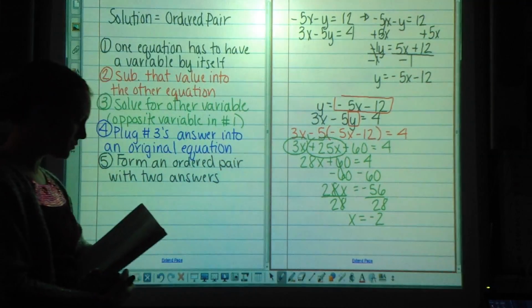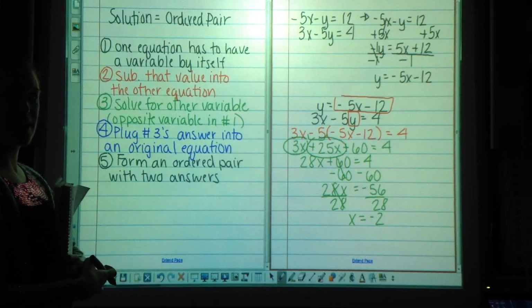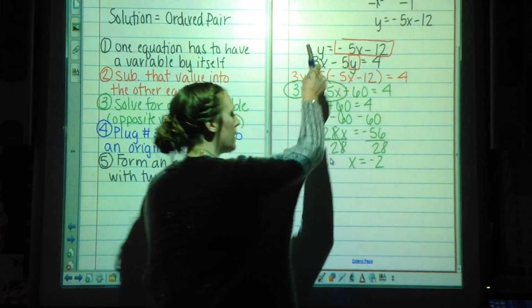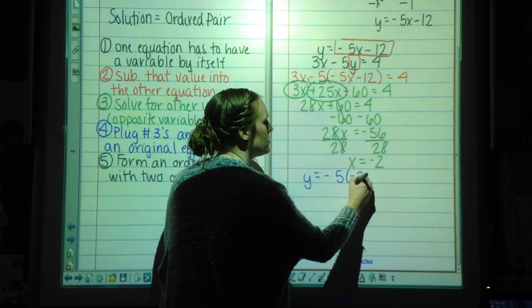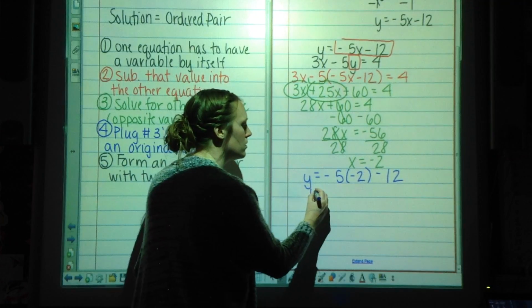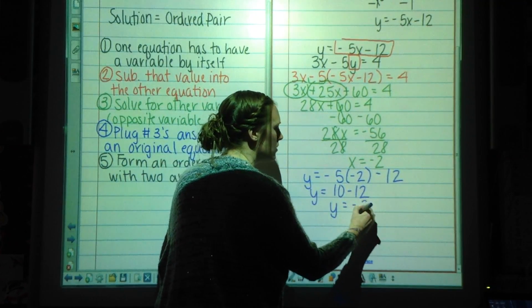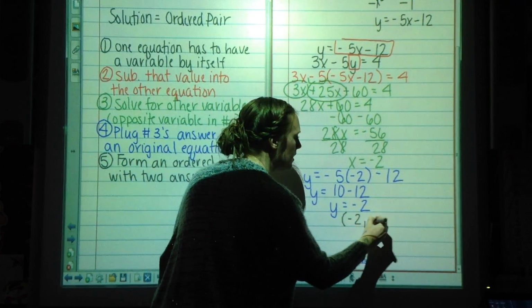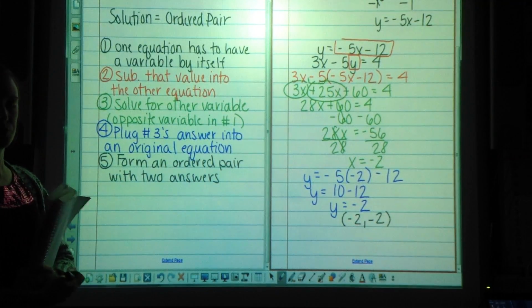Okay. Our solution is an ordered pair, so we're not finished. We need to plug that answer into one of the original equations. I'm going to choose the easy one this time, this top one, because y is already solved by itself. The x value is -2. My answer is the x value and the y value put together in an ordered pair, -2, -2.